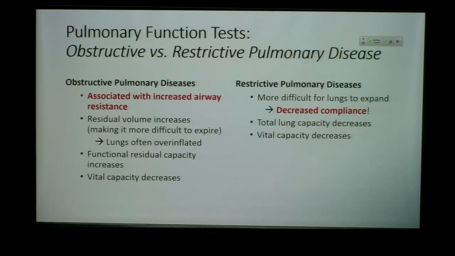All right, let's see. So we'll speak about pulmonary function tests, so how we can use the knowledge of those volumes and capacities to talk about different lung diseases. So there are two main lung diseases that we'll speak about: obstructive pulmonary diseases and then restrictive pulmonary diseases. Now, obstructive pulmonary diseases are usually things like asthma, COPD, and these are where we have an increase in the airway resistance, the examples that I mentioned earlier.